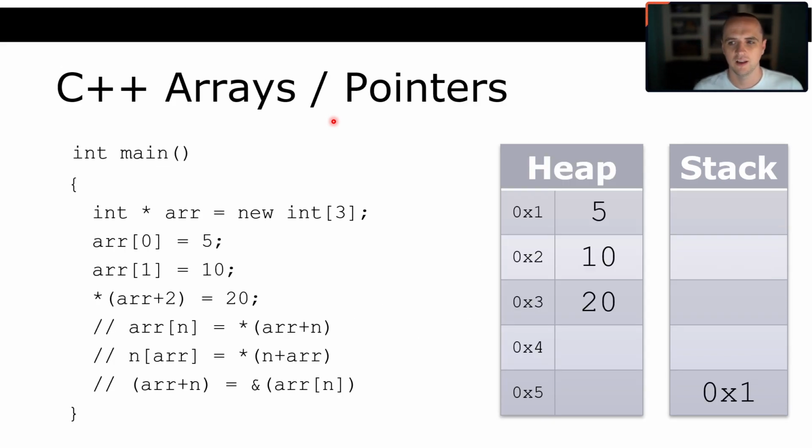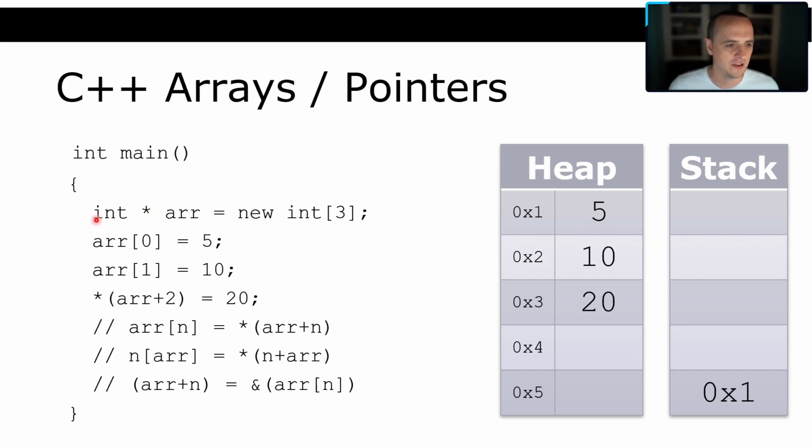Okay, let's look at another instance here. So we've got another program. I'm going to step through this really quickly. So we've got int *array. So this is a pointer to an integer. And some people like to say that in C and C++, pointers are arrays. That's not entirely true. Pointers just point to the beginning of an array.